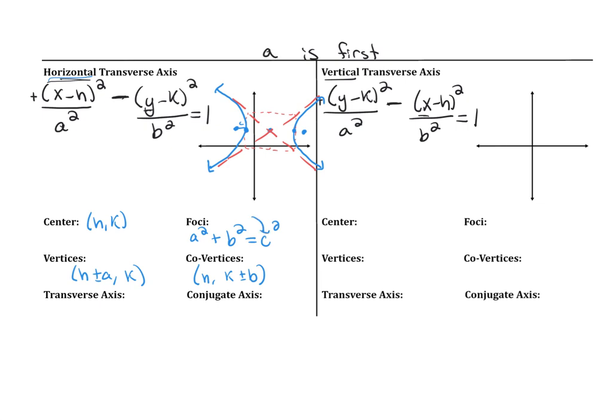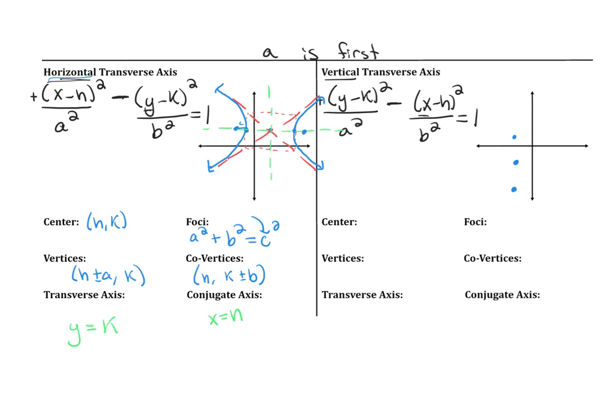The transverse axis and conjugate axis, we don't actually need to draw. Think of this as the axis of symmetry. So y equals k, that's like your axis of symmetry, and then the conjugate axis, x equals h, is there. And then for the vertical one, same idea.